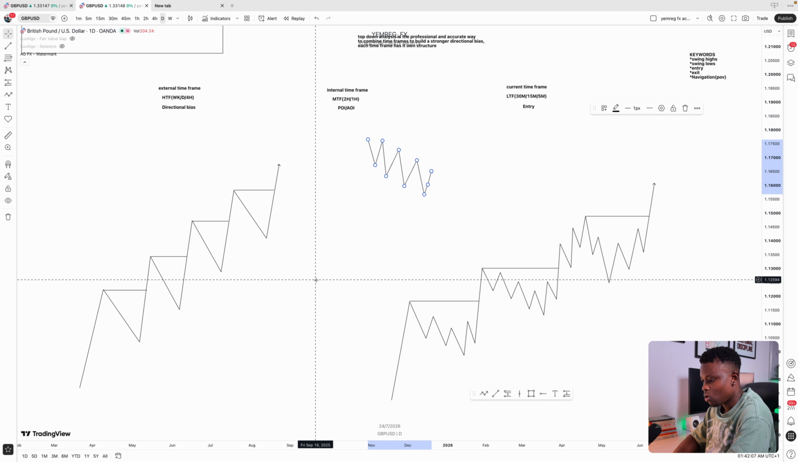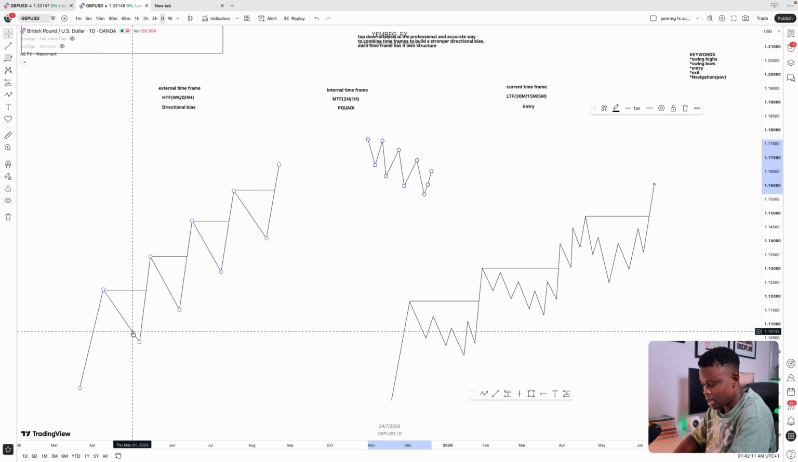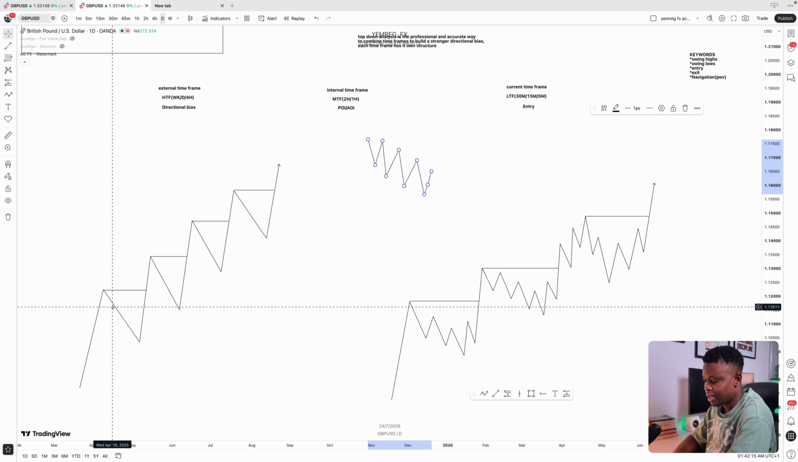Now what you are seeing here is literally a pullback. What happened from here to here is a pullback, and this can be a full body candle on the higher time frame.